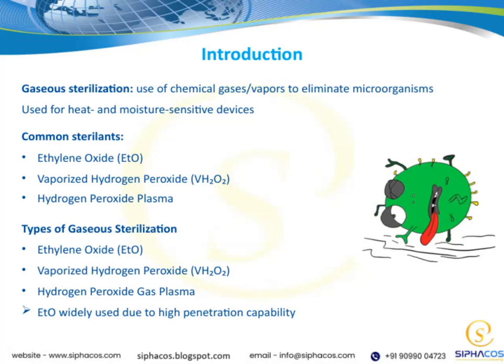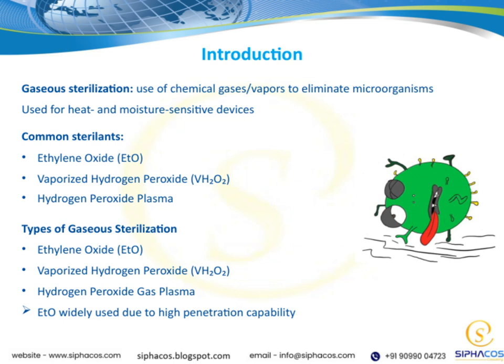Welcome to the second slide. Today, we're going to talk about gaseous sterilization. This method involves using chemical gases or vapors to eliminate microorganisms. It's especially useful for sterilizing devices that are sensitive to heat and moisture, which can be damaged by traditional sterilization methods. Some of the most common sterilants used in this process include ethylene oxide, or EtO, vaporized hydrogen peroxide, often written as VH2O2, and hydrogen peroxide plasma. Each of these has unique properties and applications, but they all serve the same purpose: effectively sterilizing sensitive equipment.